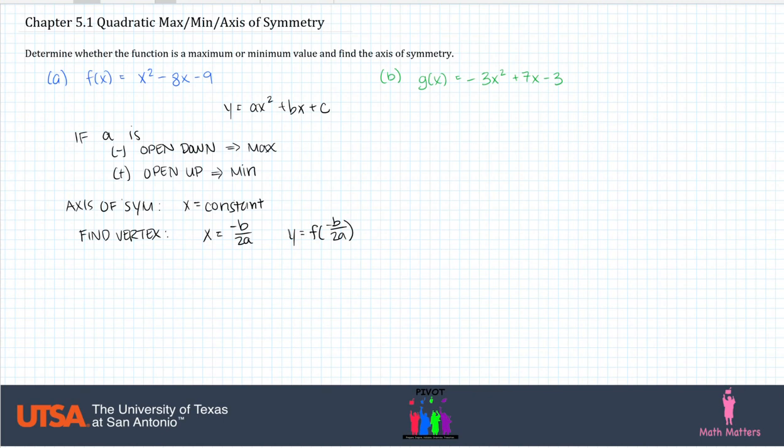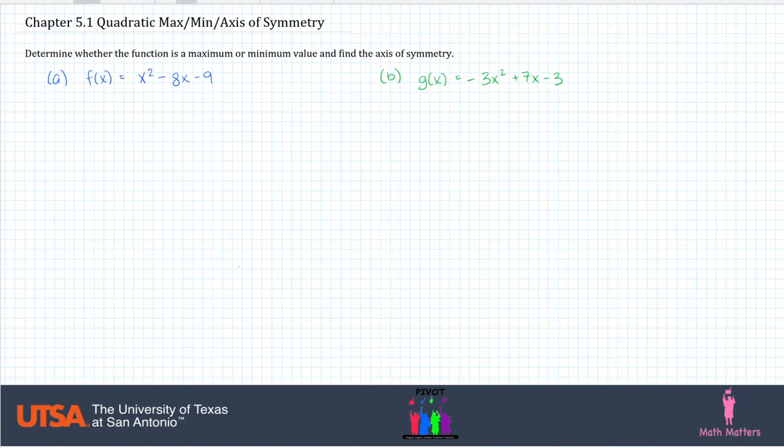So we're given two functions, f of x equals x squared minus 8x minus 9, and g of x equals negative 3x squared plus 7x minus 3. And it's asking us to determine whether the function has a maximum or minimum value, and then to find its axis of symmetry. So for f of x, since a is positive, then it's going to open upward, which means we're going to have a minimum value.